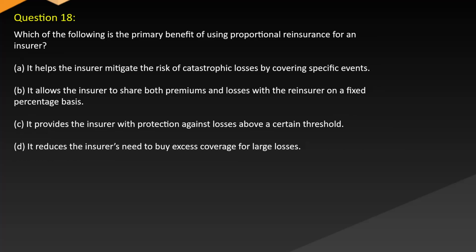Question 18. Which of the following is the primary benefit of using proportional reinsurance for an insurer? A. It helps the insurer mitigate the risk of catastrophic losses by covering specific events. B. It allows the insurer to share both premiums and losses with the reinsurer on a fixed percentage basis. C. It provides the insurer with protection against losses above a certain threshold. D. It reduces the insurer's need to buy excess coverage for large losses.